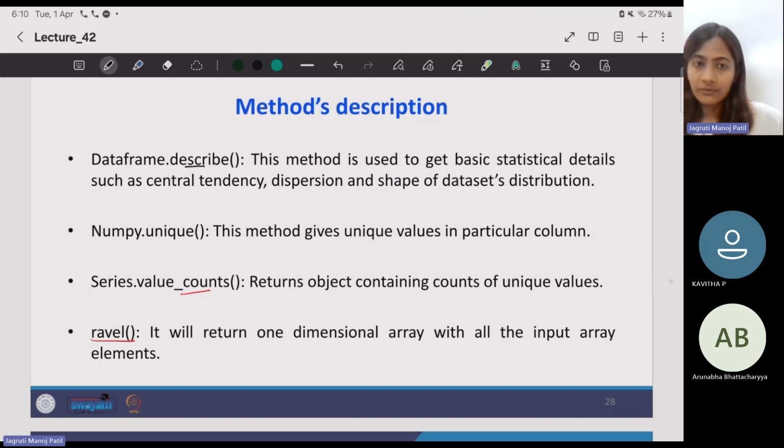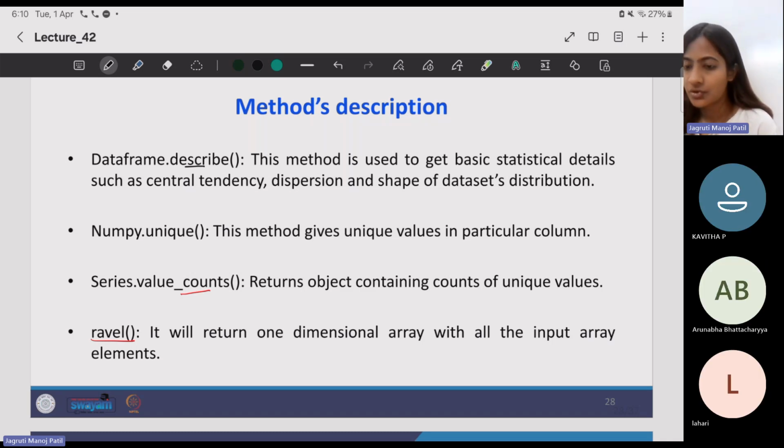If you load a data set, after loading it, how do you see the structure of it? You describe it. Then how do you get the number of unique points in there? By unique. And then how do you get the count of those unique points? By value counts. And then ravel will return a one-dimensional array with all the input elements that you have given through the above three functions.